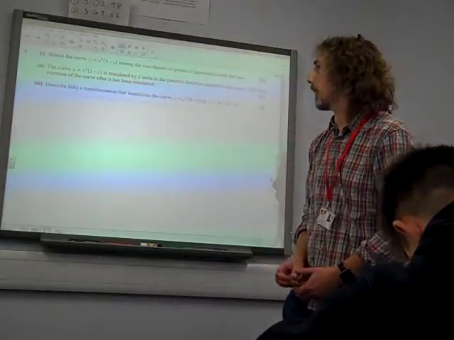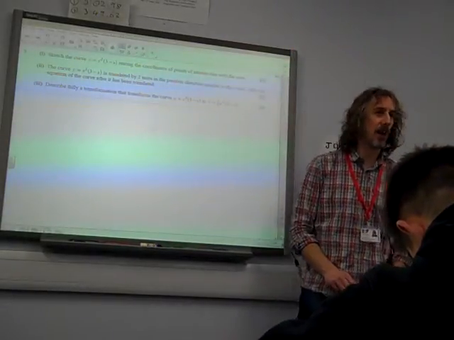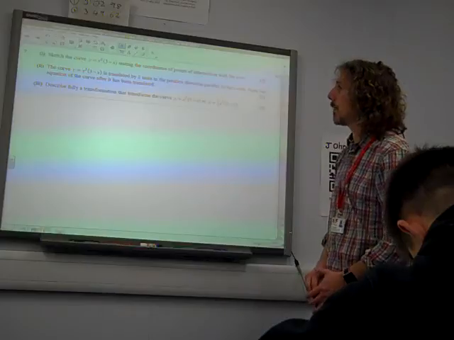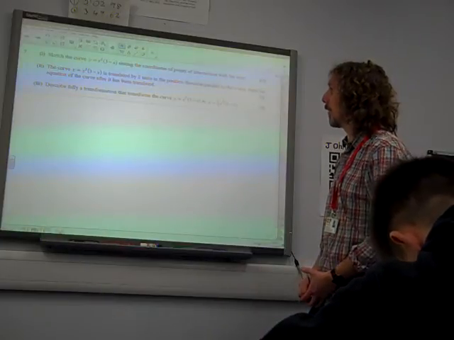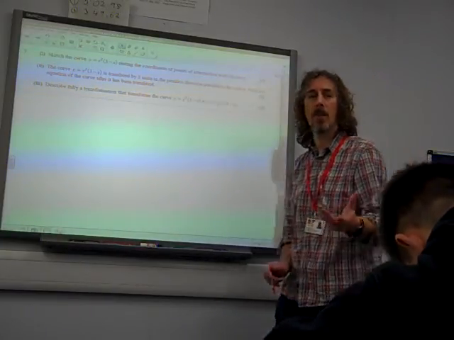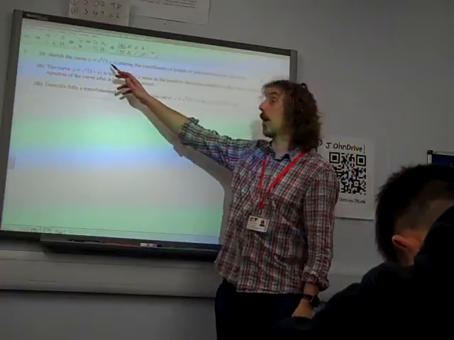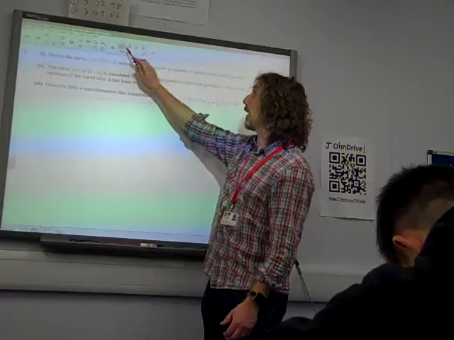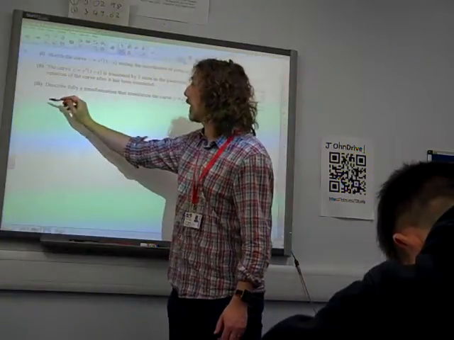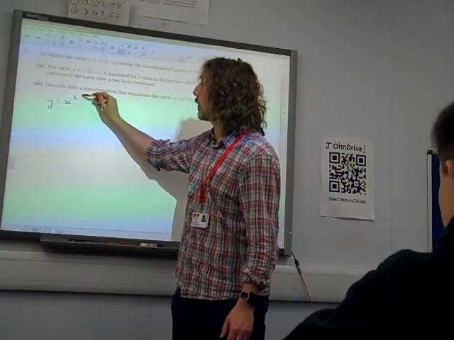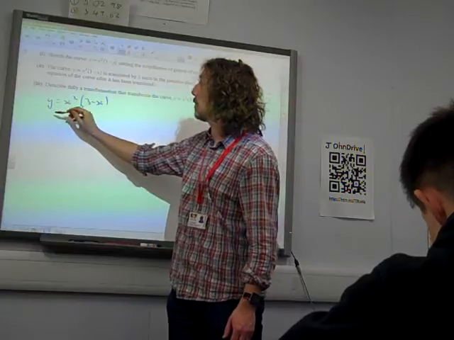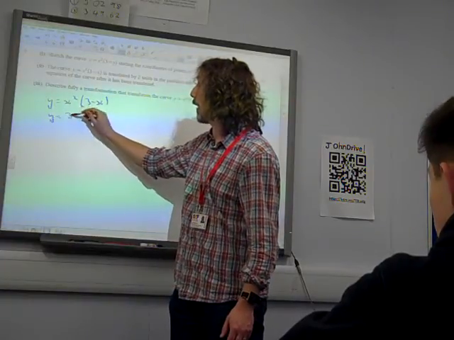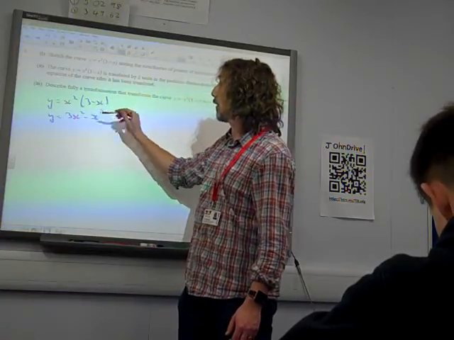Right, question 7. It says, sketch the curve y equals x squared (3 minus x), stating the coordinates of the points of intersection with the axes. Alright, to start with, it's a cubic curve, isn't it? Let's do a little bit of digging around with this. If we multiplied it out, it would have a minus x cubed term. It would be 3x squared minus x cubed.